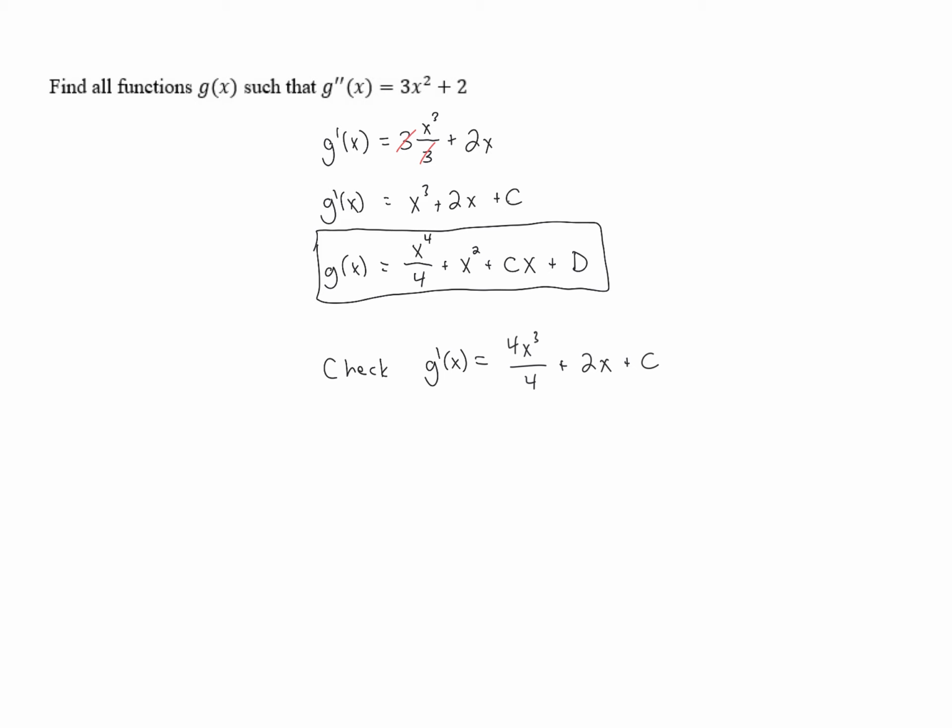And if we cancel out the 4's in that first term, we've got x cubed plus 2x plus c. And if we take the derivative of that, the derivative of x cubed is 3x squared, plus the derivative of 2x is 2. And that is exactly what we started with. So we're good to go.